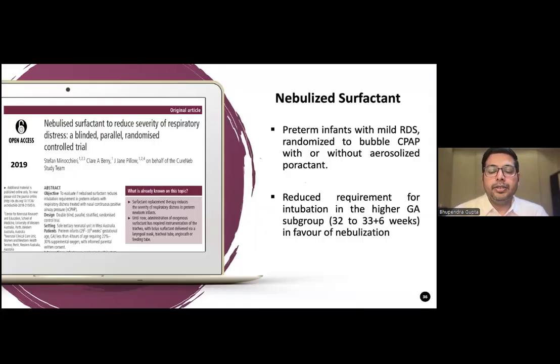And what about beyond LISA? Because LISA is less invasive, but still some interventions are invasive. So there is NIST. NIST is nebulized surfactant therapy, and there is a parallel double-blinded randomized controlled trial. We have seen nebulized surfactant therapy in preterm infants with mild RDS. They studied with bubble CPAP, and in the second arm without CPAP, with aerosolized poractant alfa. And in the study, they have seen there is a reduced requirement of intubation in higher gestation age.